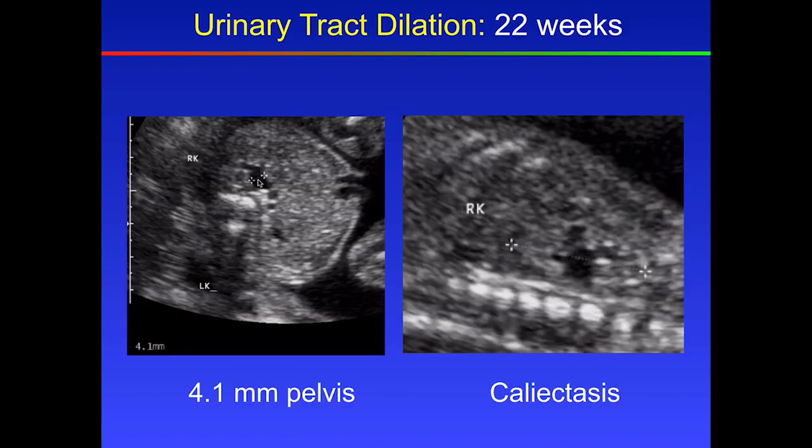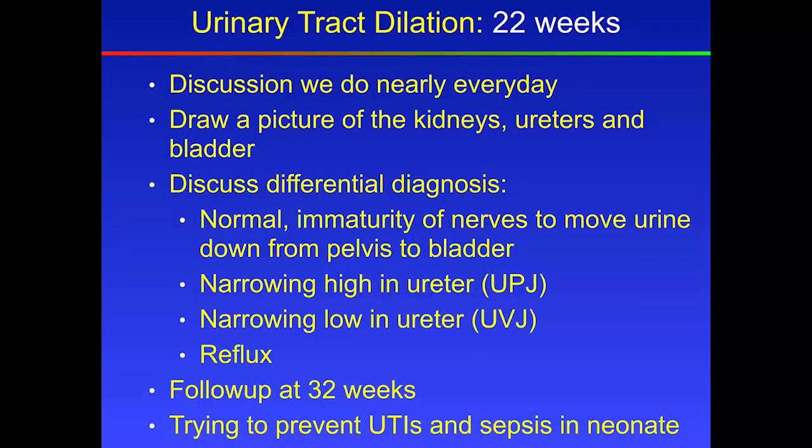This was a patient that came in and just had minimal dilation, 4.1, at her anatomy scan at 22 weeks, and on her longitudinal, just had a tiny bit of calyceal dilation in the upper and lower poles. What we would normally do with her at 22 weeks is talk to her, and we do this every day. We would draw pictures of the kidneys, the ureters, and the bladder, and we would say that this may very likely be normal from just immaturity of the nerves to move the urine down into the pelvis.